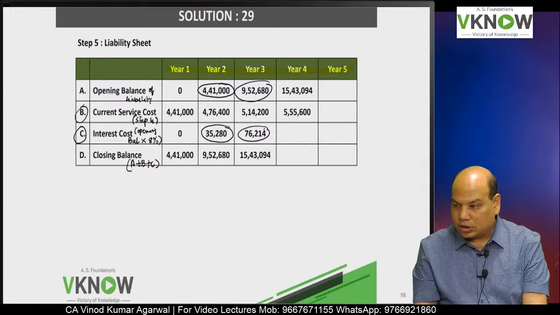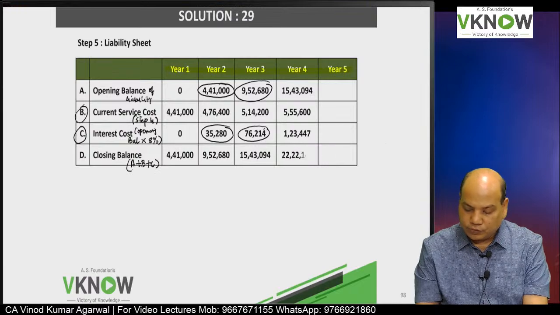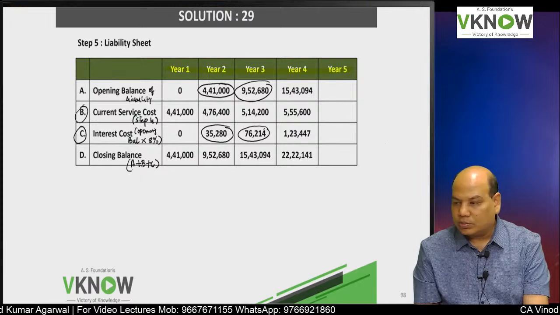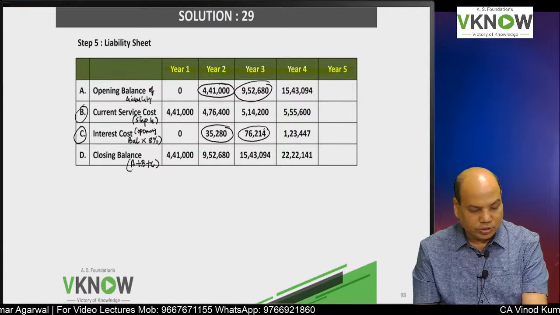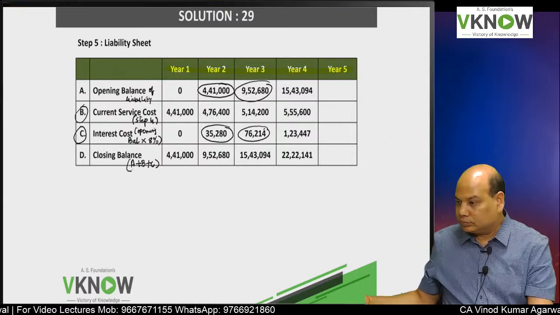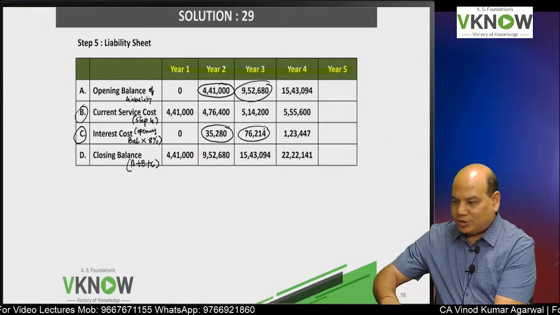15,43,094, current service cost, step number 4, opening balance into 8%, 1,23,447, closing balance, take the total. Fifth year, you will do yourself.